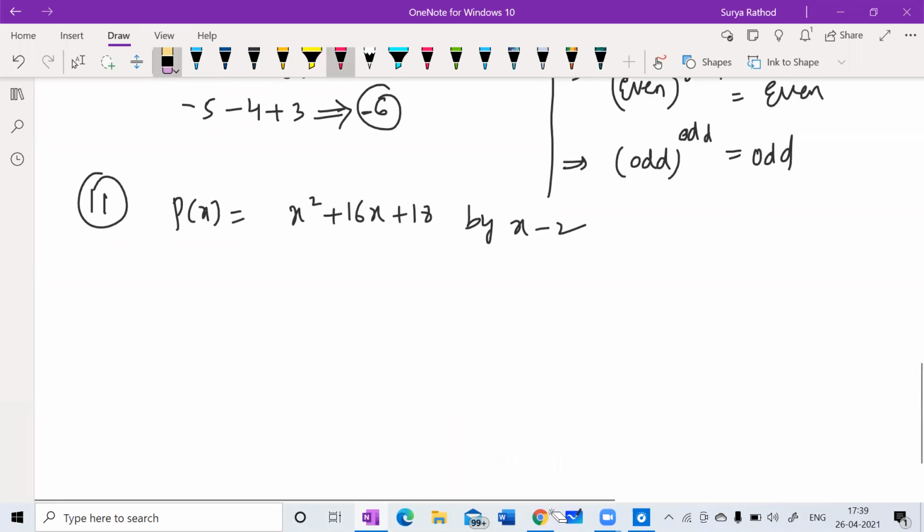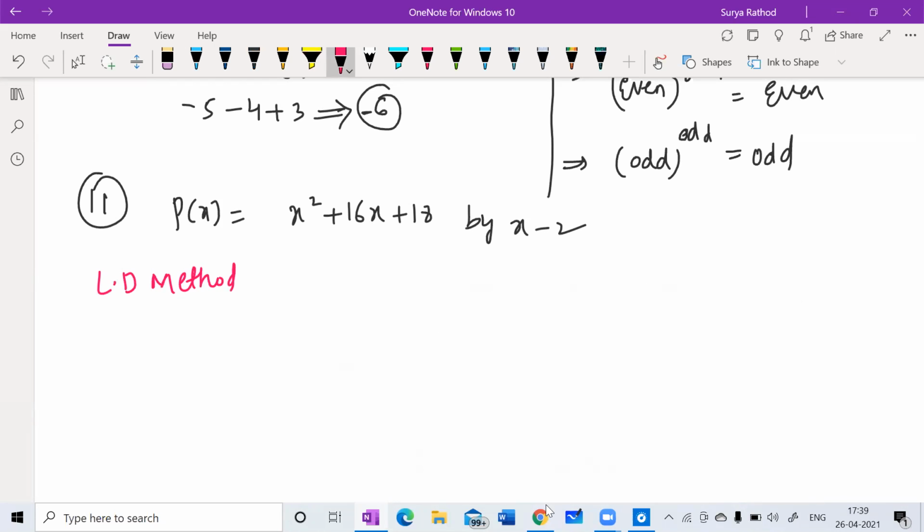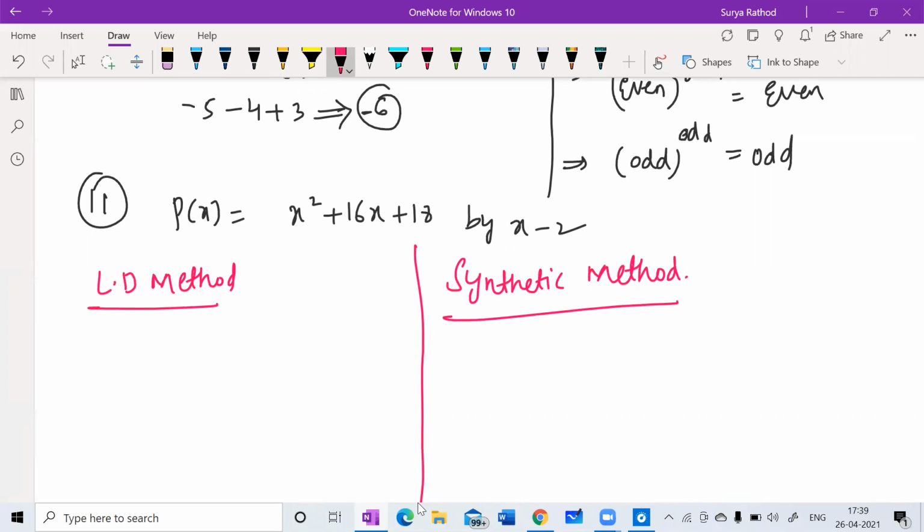See here, we can follow two methods here. What are they? Long division method. LD method means long division. And I told you one shortcut method, which is synthetic method. Are you getting my point? All LD method and synthetic method. We'll try to solve by using both methods.